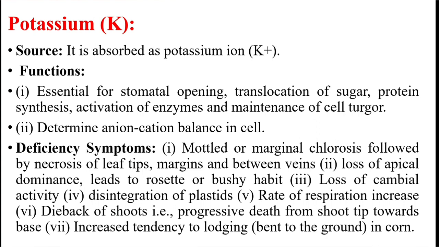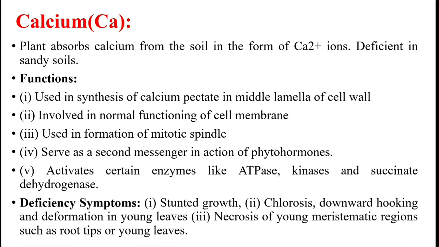Loss of cambial activity, then disintegration of plastids, rate of respiration increases, die back of shoot. What is the meaning of die back of shoot? Progressive death of shoot tip towards the base. Then increased tendency to lodging. Lodging means bent to the ground, as seen in corn plant.